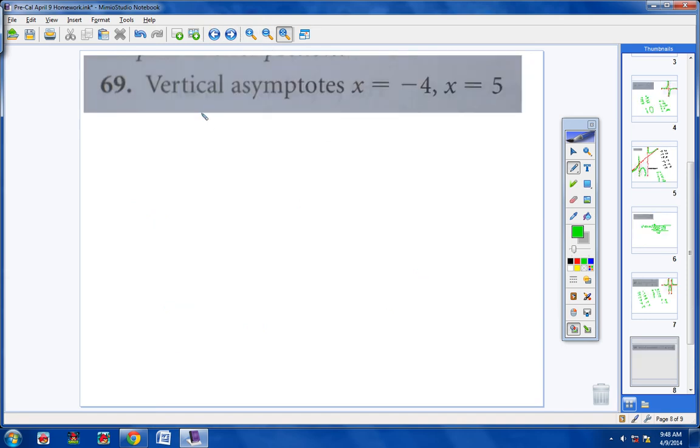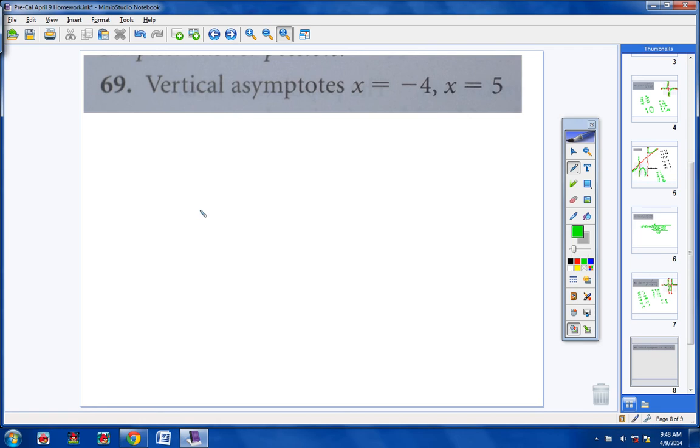They want us to write, if you'll read the instructions, it says write a rational function that has this characteristic. I paused the video because I wanted to turn to page 317 and read the directions exactly out of the book. Find a rational function that satisfies the given conditions. Answers may vary, but try to give the simplest answer possible. Okay, they want to have vertical asymptotes of -4 and 5.